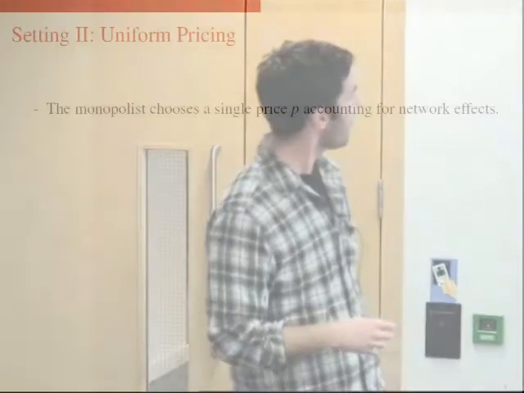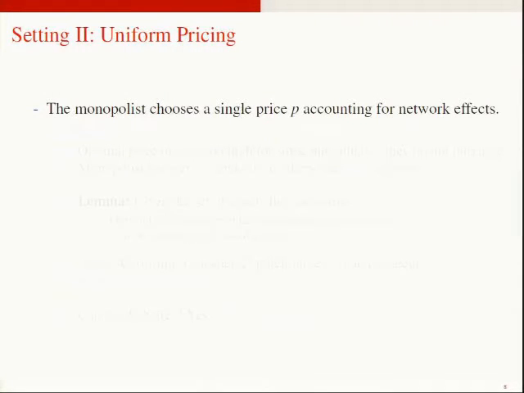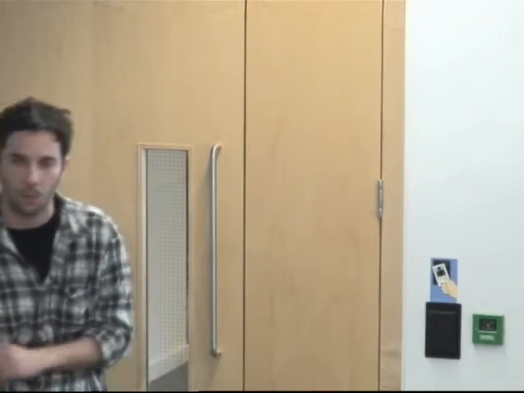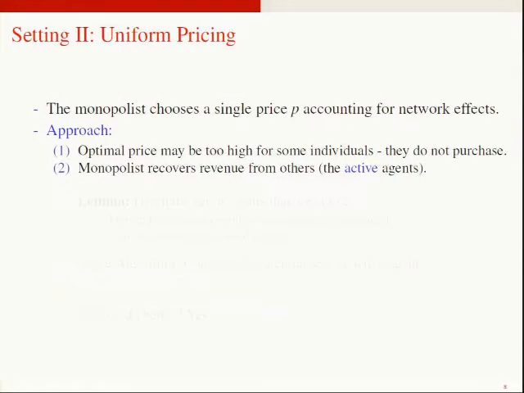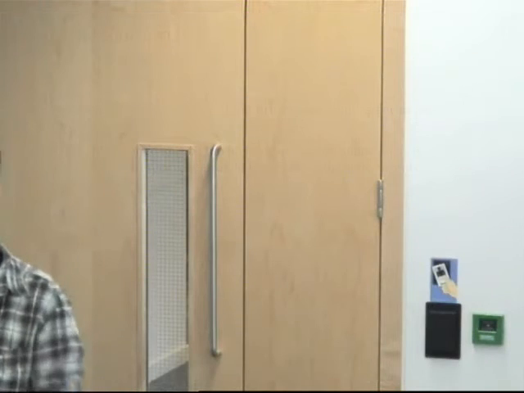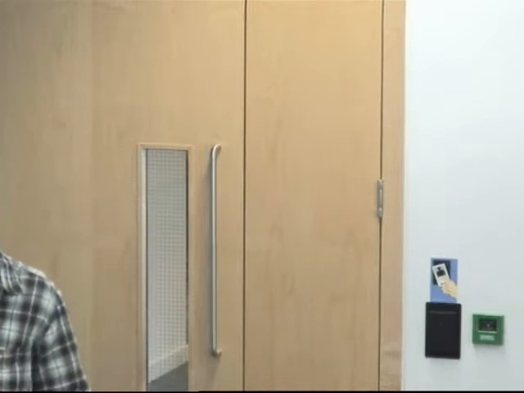Okay, all right. So now the second setting we study is what if I can only choose one price? I cannot perfectly price discriminate, but I can only choose one price. What should that price be? You can think of this price being too high, so some individuals will not buy at all because it is too expensive for them, but the monopolist will extract the lost revenue from the others.